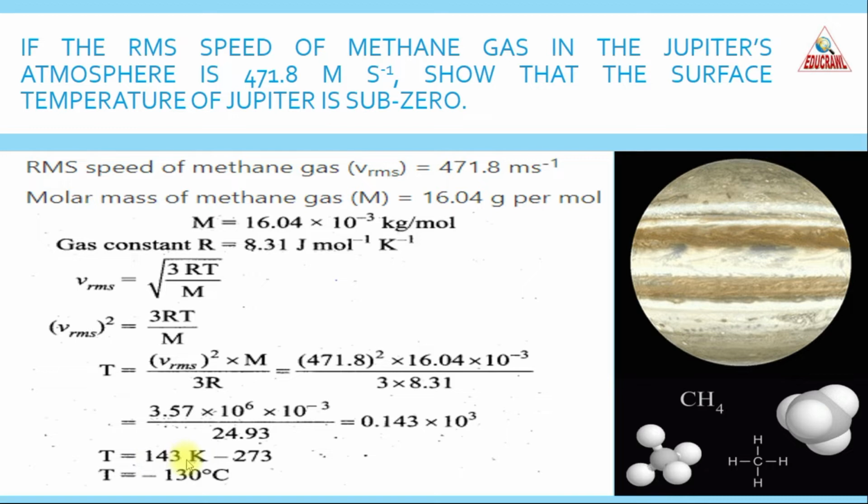So this you have to convert into Celsius, by subtracting 273. So the value of temperature is minus 130 degrees Celsius.